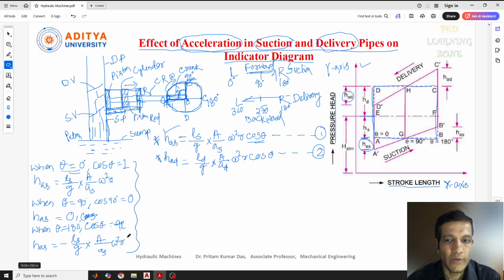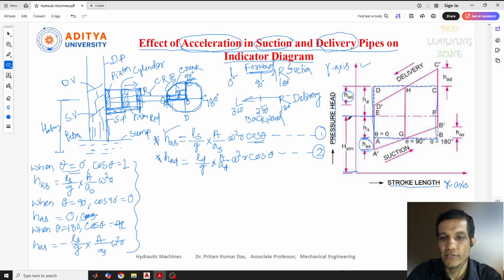Now why did I tell this? Because I am going to explain the role of this pressure head due to the acceleration in the suction pipe, as well as in the delivery. Once you understand the suction pipe, the delivery pipe you can also understand easily. Now we have seen previously that the atmospheric pressure head is more than the suction head, because the atmospheric pressure is acting. This is our center point, so the pressure head due to the atmospheric pressure at this point is H ATM.